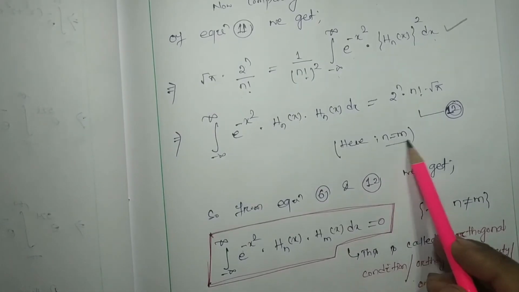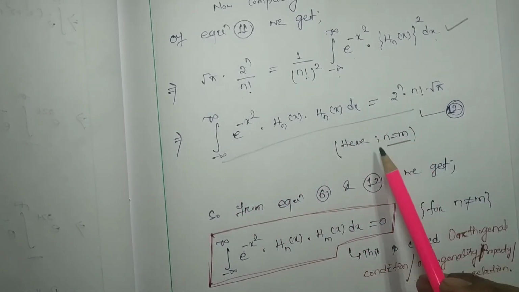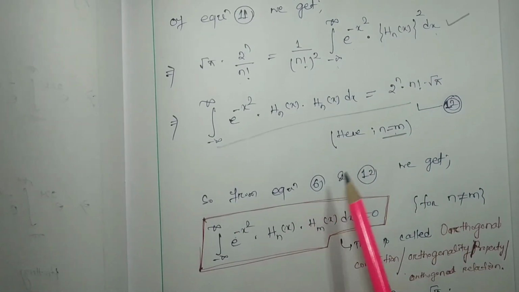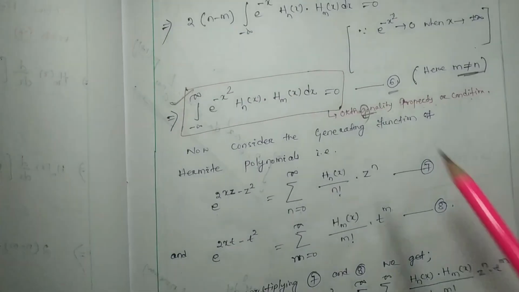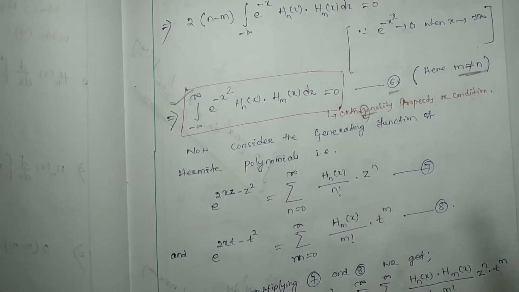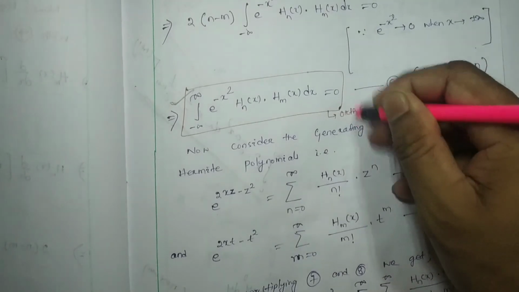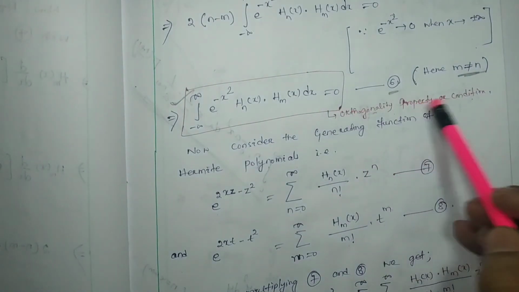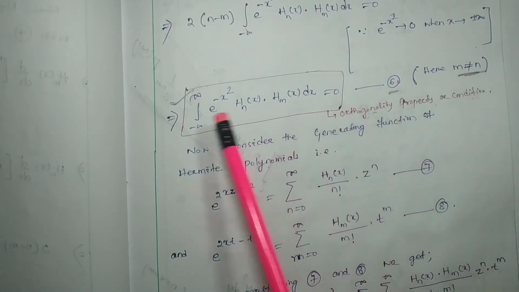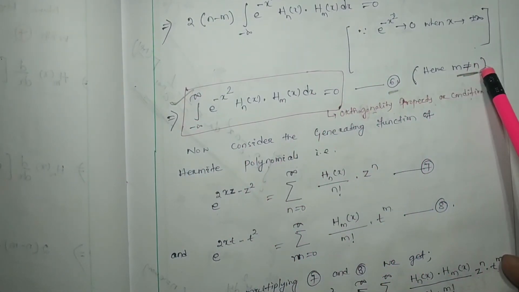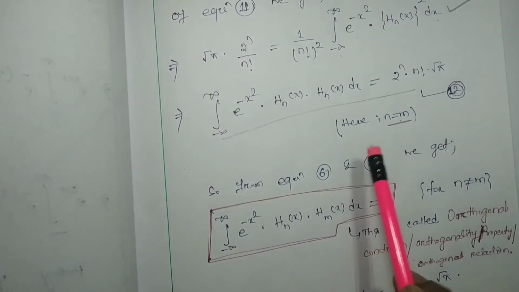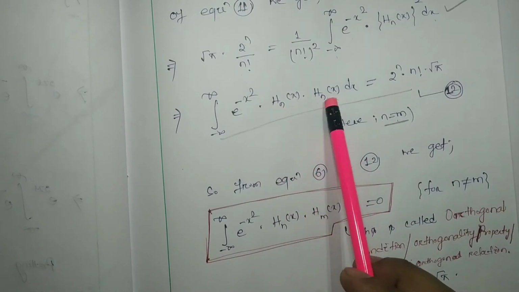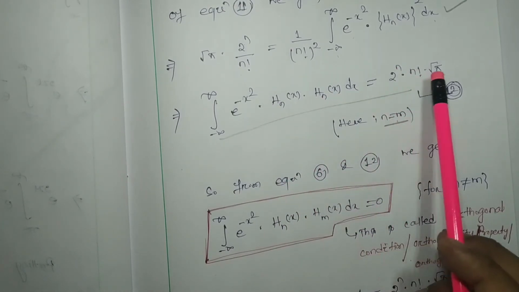Here n equal to m. Here this equation is for n equal to m. So now if we are going to write equation number 6 and this 12, in equation number 6 we found the orthogonality condition or orthogonality properties equation or relation, whatever you can say, that is this much when m not equal to n. And in equation number 12 we found this much, when n equal to m, this will be 2 to the n factorial into root pi.